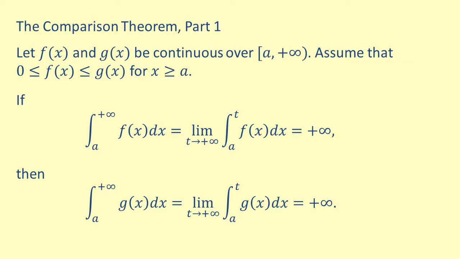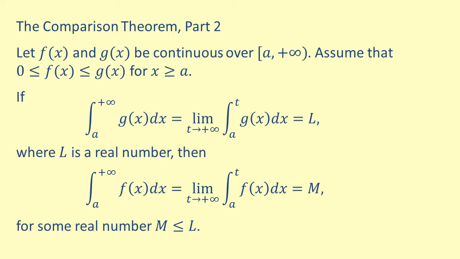This means that if the area of the region below the curve f of x over the interval from a to positive infinity is infinite, we can say the same thing about the area under the curve g of x over the same interval. This is because we know g of x to be greater than f of x.